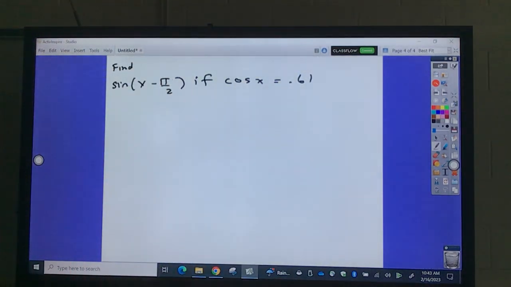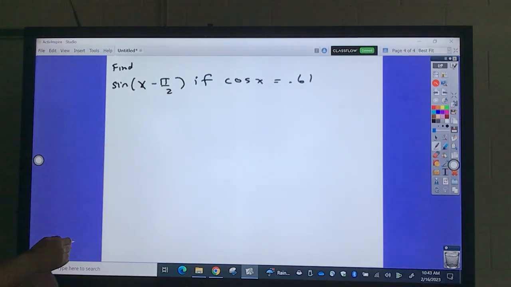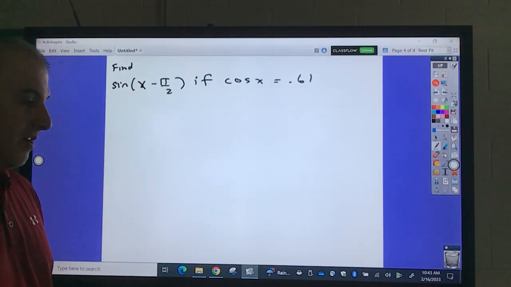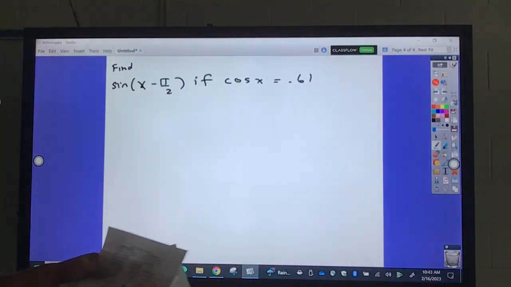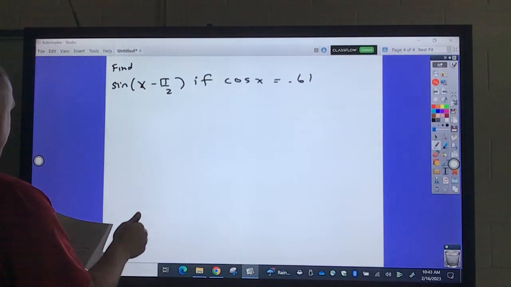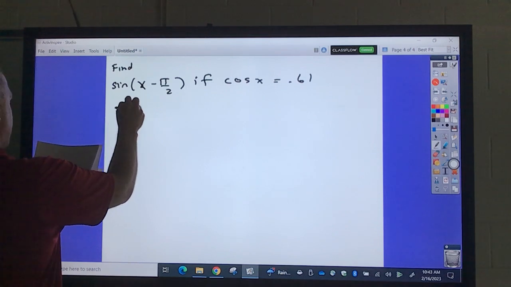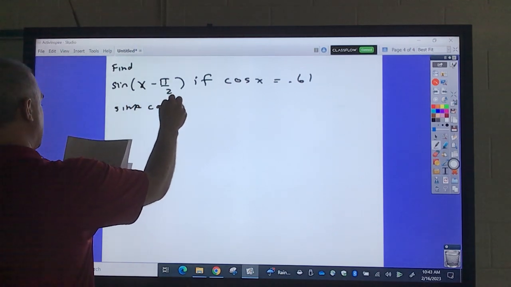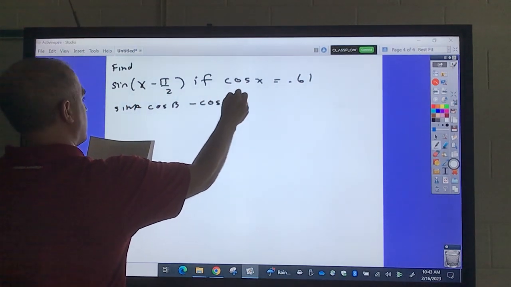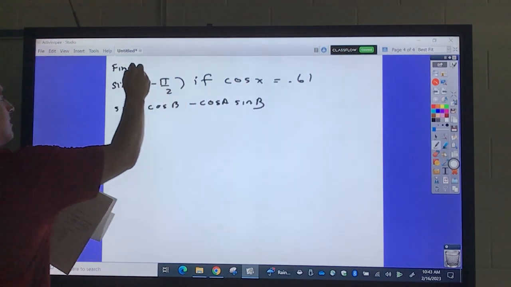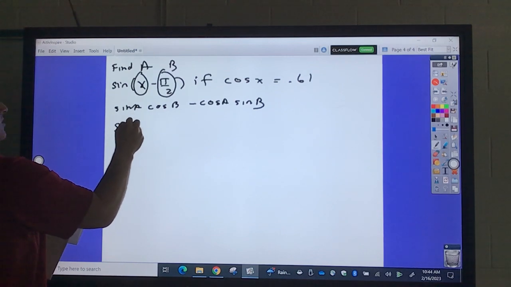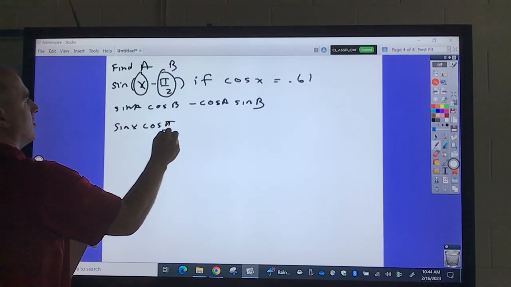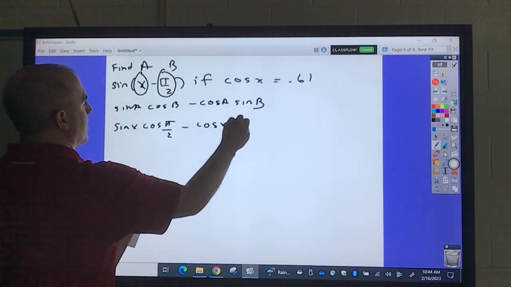Okay, now here's the idea. You want to use the sum and difference from your formula sheet. Find the one that says difference. Here's the formula. It says sine of A, cosine of B, minus cosine of A, sine of B. Now, this is your A, this is your B. So sine of x, cosine of pi over 2, minus cosine of x, sine of pi over 2.